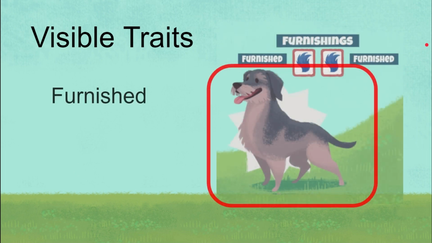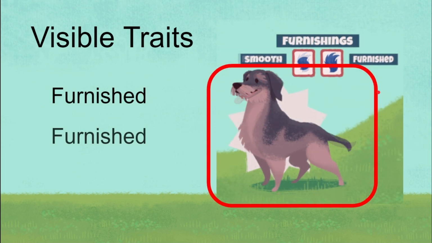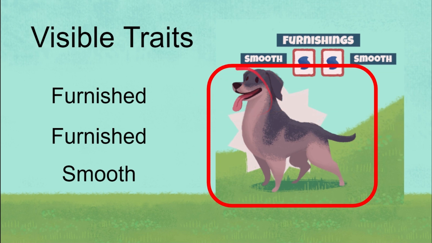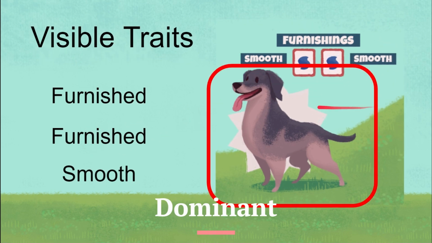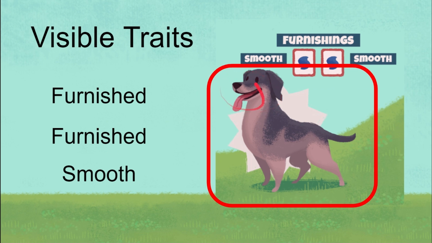A dog with 2 furnished alleles will have the furnished trait. A dog with 1 of each allele will still have the furnished trait. A dog with 2 smooth alleles will have the smooth trait. Since it only takes 1 furnished allele to show the furnished trait, the furnished allele is dominant. Since it takes 2 of the smooth allele to show the smooth trait, the smooth allele is recessive.